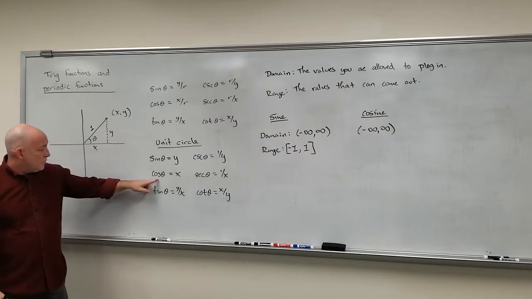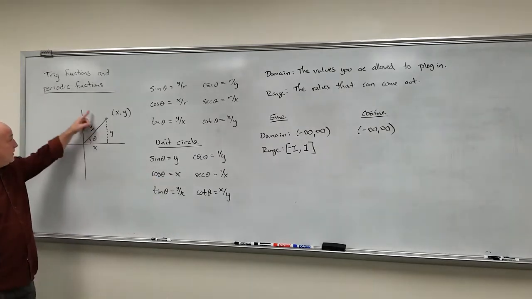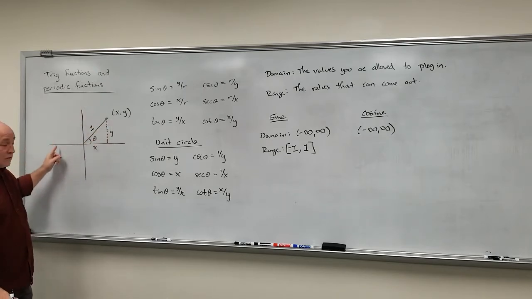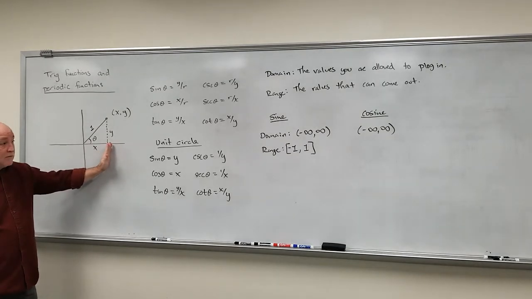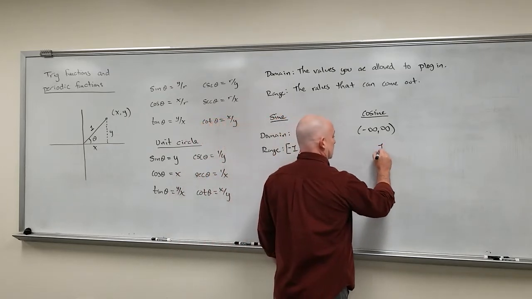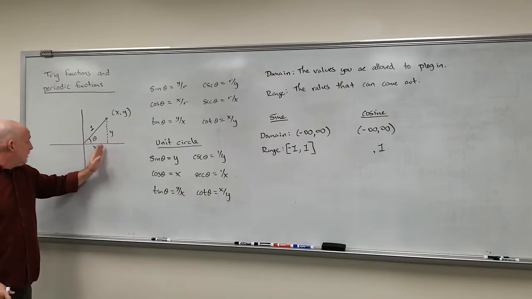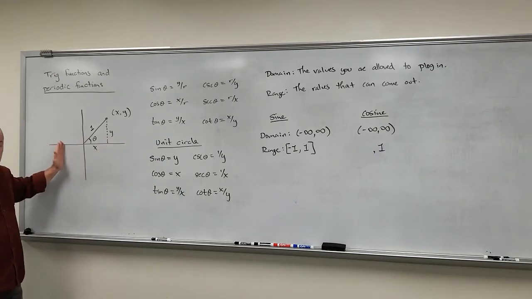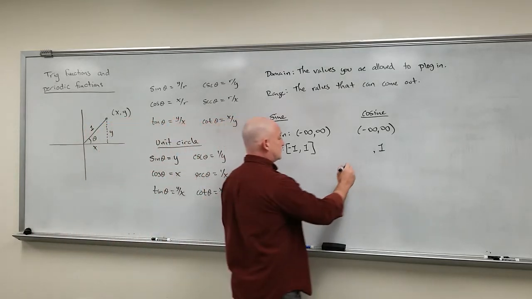Well, the range, what comes out of cosine are x values. So what's the biggest x value can be when we're on our unit circle? Well, now we're talking about left and right in this case. The biggest it can be is if it was way over here, that would also be 1. And excuse me, the smallest it could be is if we were over here. The smallest x value is over here, and that would be at -1.